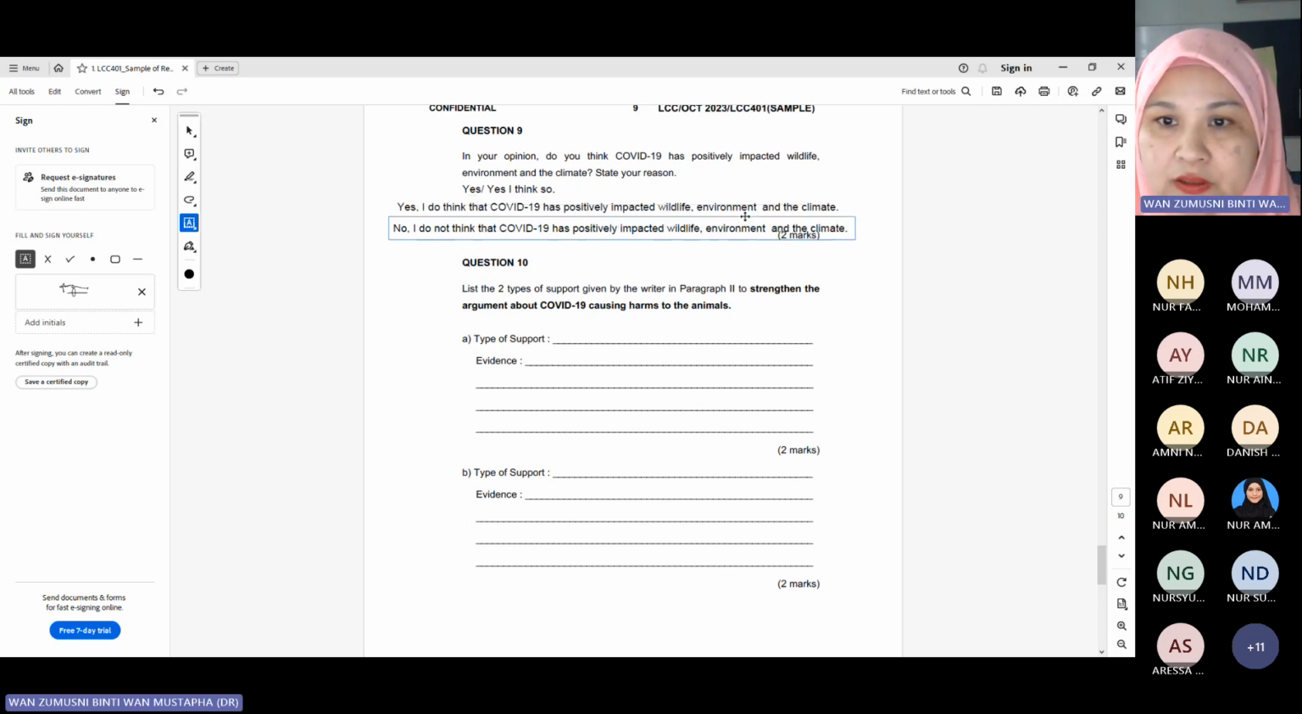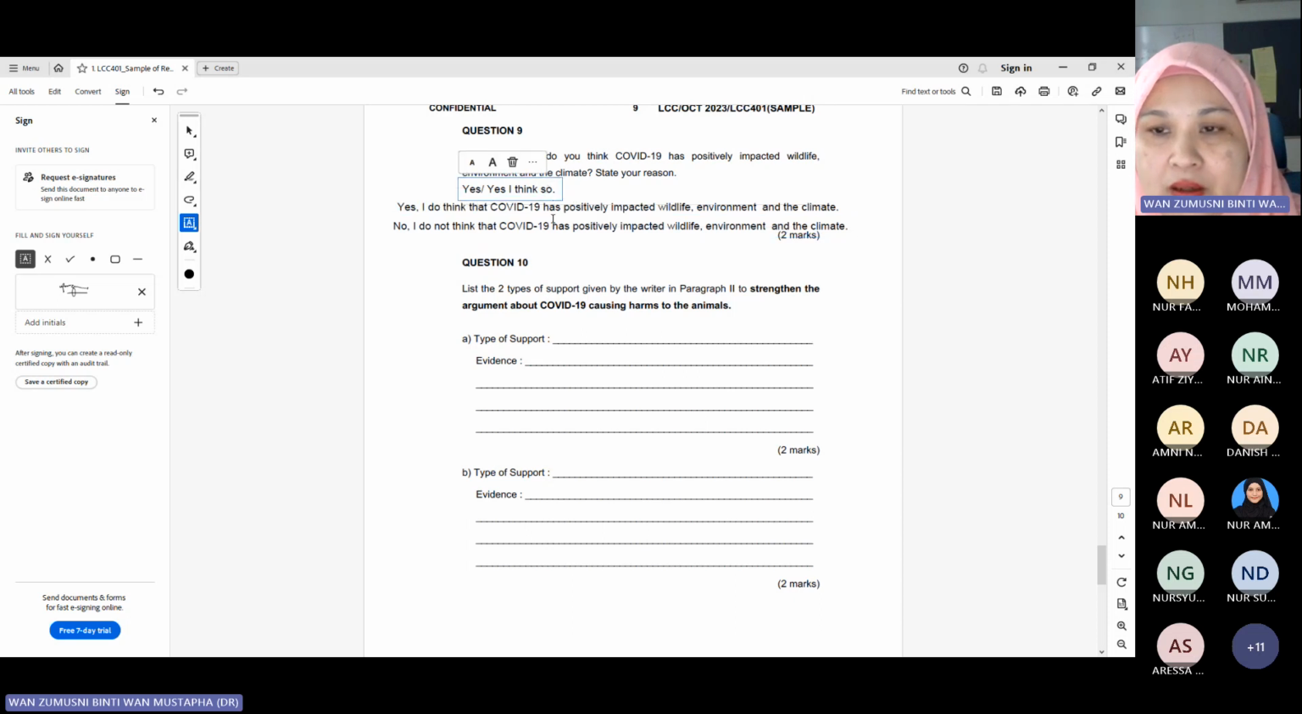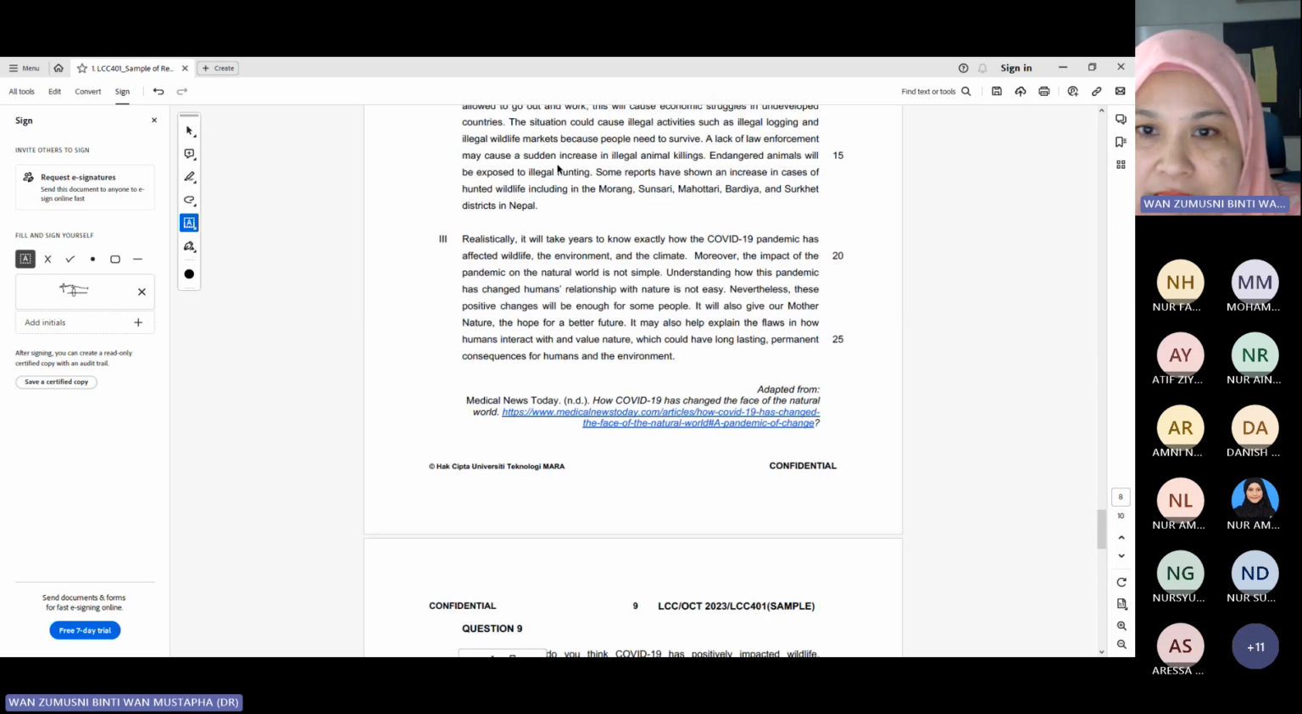If your answer is no, you can choose either one. That's 1 mark. This is half a mark. Okay, this one is half a mark. This is 1 mark. Where is the other mark? The other mark is your reason. So what are the possible reasons? The possible reasons would be, let's say, yes, I do think COVID-19 has positively impacted wildlife, environment, and climate.